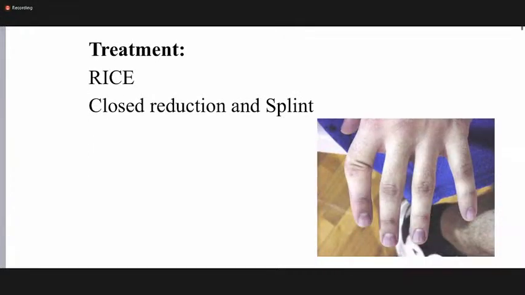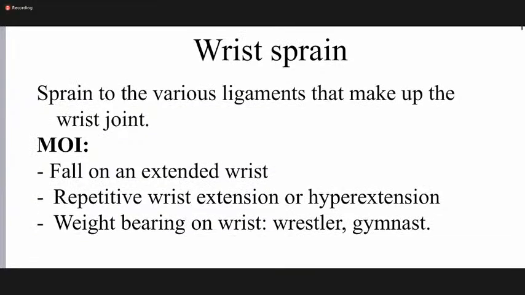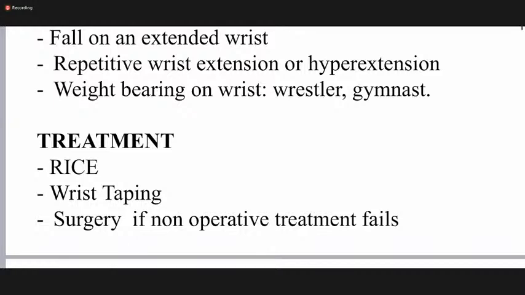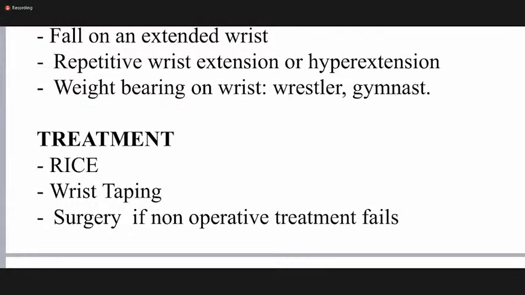Next is the wrist sprain, and there are various ligaments that hold the wrist together. The wrist can be strained due to a fall on the extended wrist. Repetitive wrist extension and hyperextension can occur in some occupations, or also weight bearing on the wrist in a wrestler or gymnast. Treatment includes wrist taping, which is a type of splinting. And if non-operative treatment fails, then there is a role for surgery.